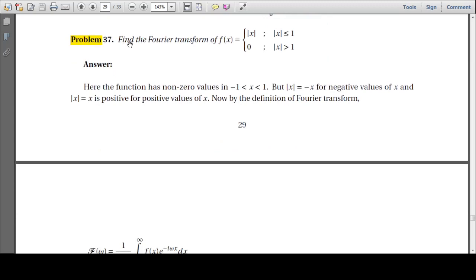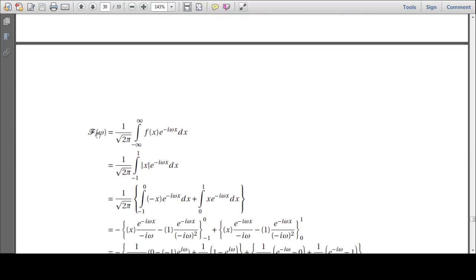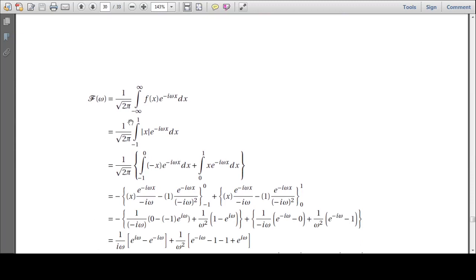Problem number 37. Find the Fourier transform of f of x equal to mod x for mod x less than 1, and 0 for mod x greater than 1. Here we are going to define the Fourier transform, then apply this range. By our definition, the Fourier transform of f of x is f bar of omega equal to 1 by 2 pi integral 0 to infinity f of x e raised to i omega x dx.